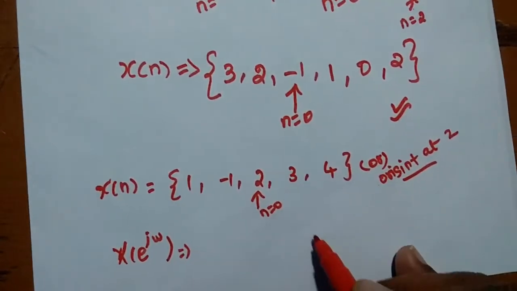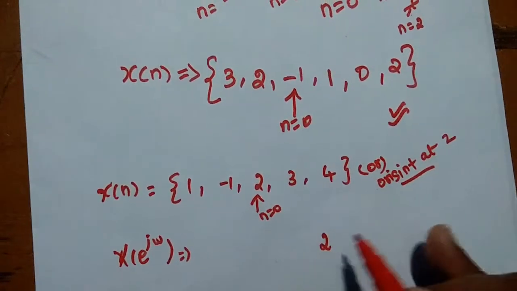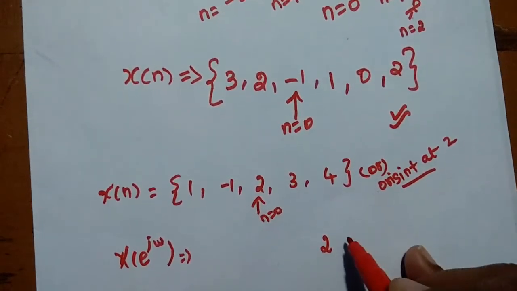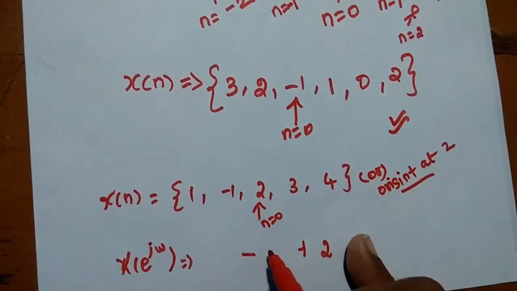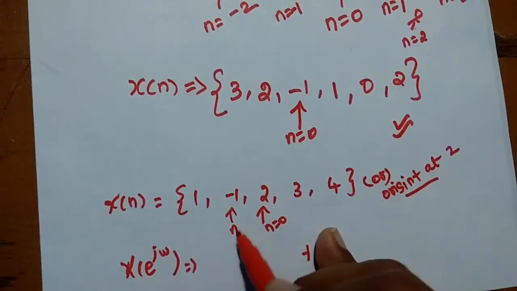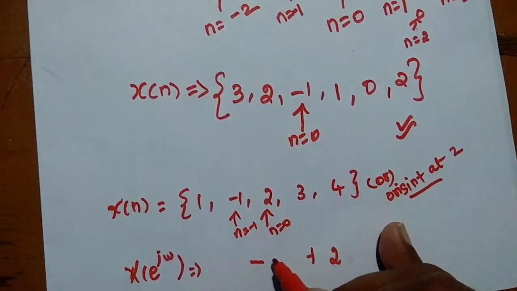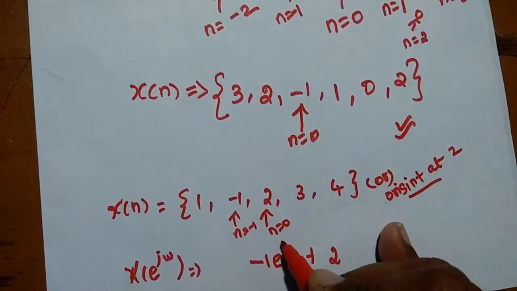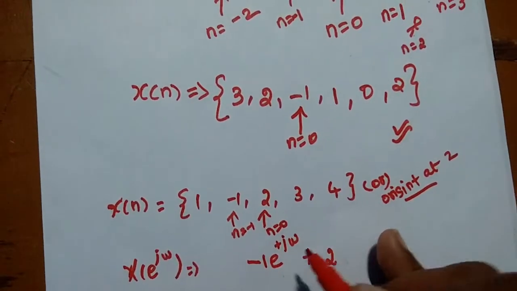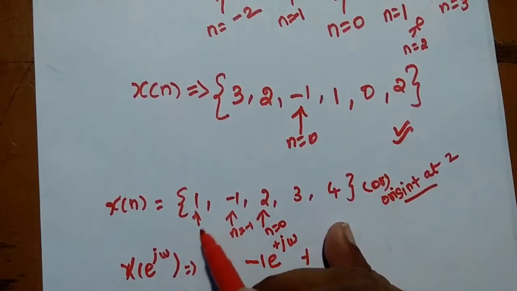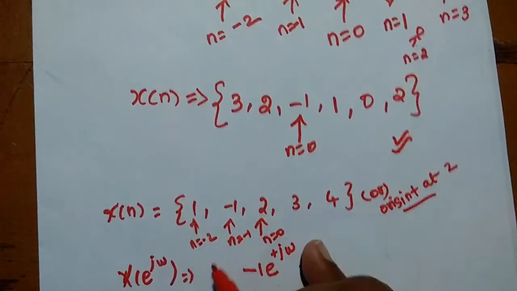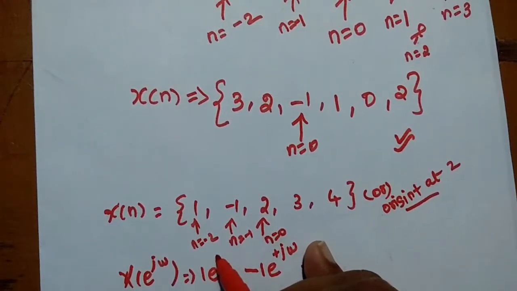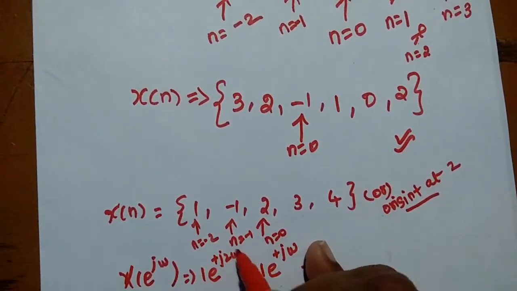So at n is equal to 2, we can write 2 as such, because e power 0 becomes 1. Then the previous signal is what? Minus 1. Correct. Minus 1. It is n is equal to minus 1. So minus 1 into e power plus j omega. Okay. And then this value is n is equal to minus 2. So here its value is plus 1. So 1 into e power plus j2 omega.